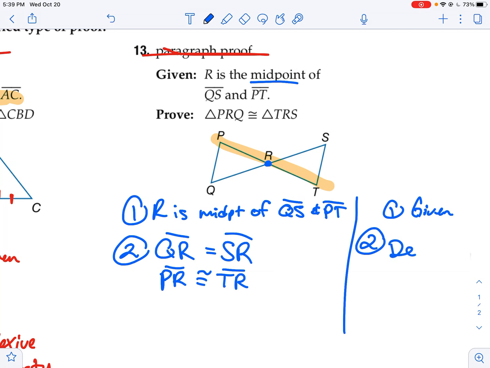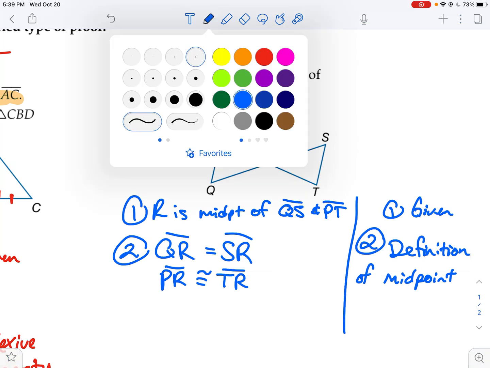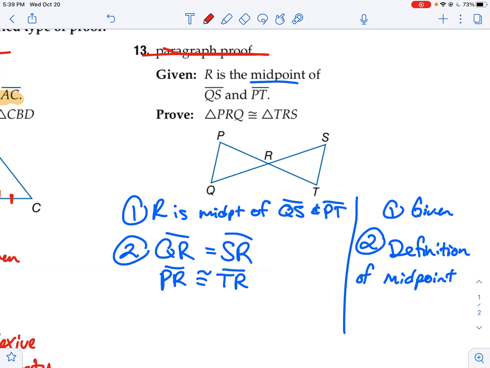And why can we say that again? That's the definition of a midpoint, right? Because if R is the midpoint, then PR and RT must be congruent, and QR and SR must be congruent. So let's mark those in. We said those were congruent. We said these are congruent. So I have side, side. I either need a side or I need an included angle. So one of those two things.